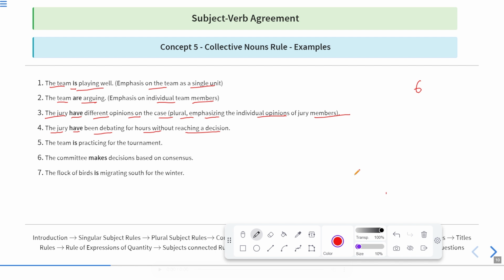There is a decision making. There is an argument. There is an argument between them. It means between the judges of the jury, because they are not reaching a decision.